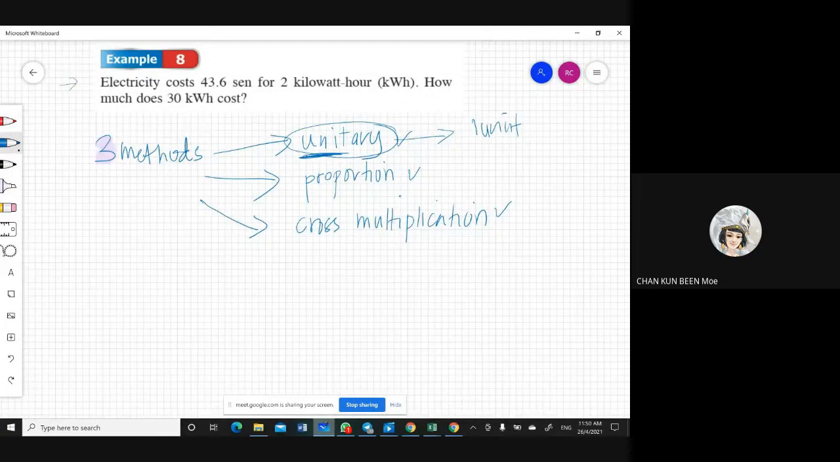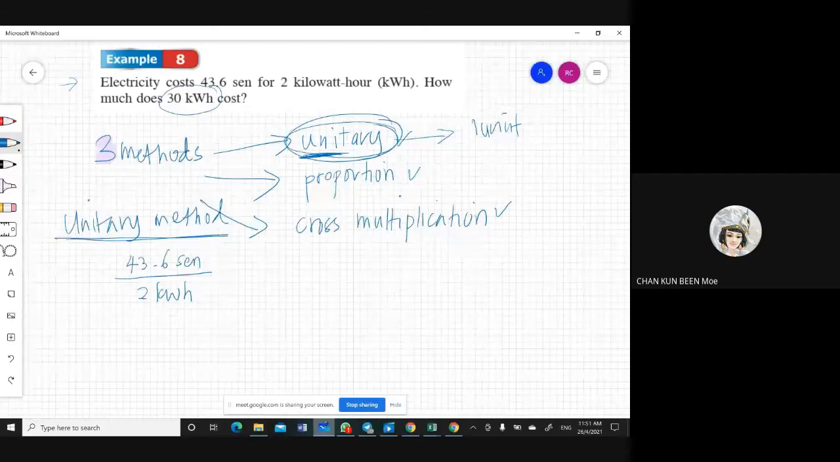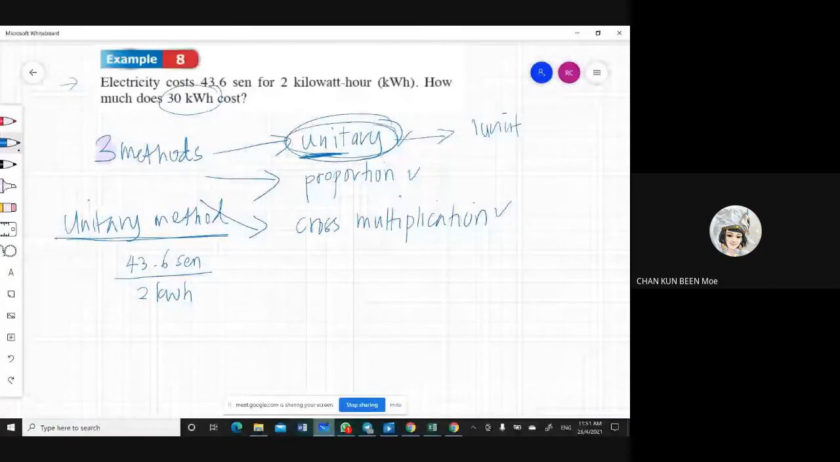So now we look at the question one more time. Electricity costs 43.6 cents for 2 kilowatt hour. So we can write it down like this: 43.6 cents for 2 kilowatt hour. How much does 30 kilowatt cost? So we are going to use the unitary method here. In unitary method, we always have to find out 1 unit is equal to how much. So 43.6 cents is for 2 kilowatt.